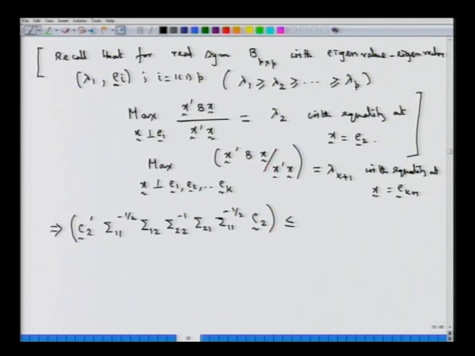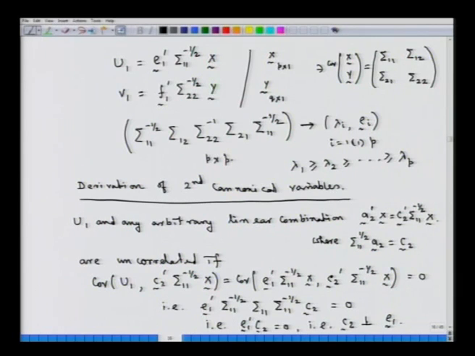If we are looking at C2, if we are looking at all C's such that it is orthogonal to the first, that is, uncorrelated with the first canonical variable U1, and we had seen in the first discussion that in order to have this, C2 should be uncorrelated with U1, and the condition is that we have to look at all such C2s which are orthogonal to E1.